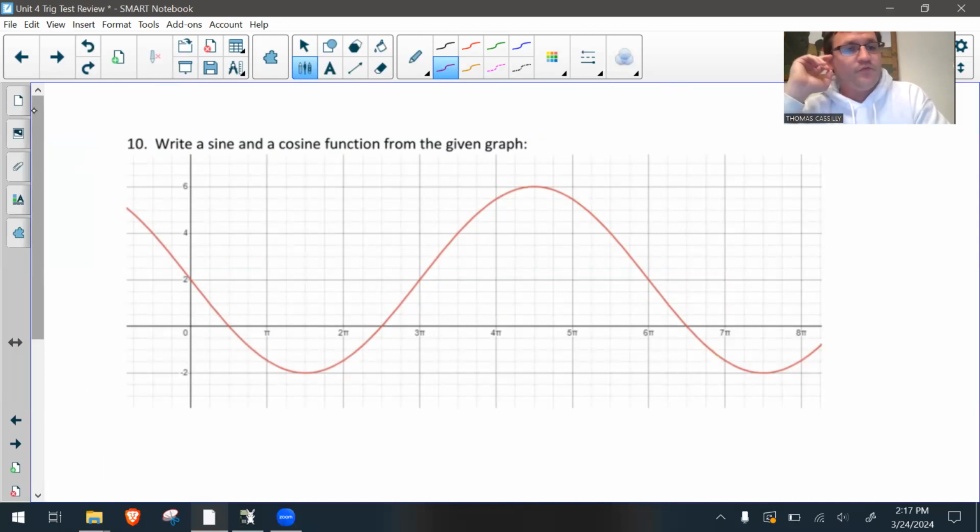And then the next one, write a sine and a cosine function from the given graph here. I am going to do this in another video because I have to leave here soon. So stay tuned. We'll catch you in that last video.